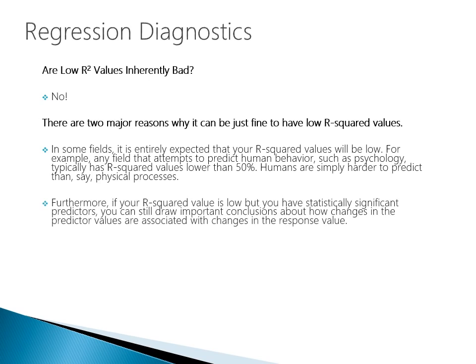Furthermore, if our R squared value is low, but we have statistically significant predictors, we can still draw important conclusions about how changes in the predictor values are associated with changes in the response value. And this is also important to understand because creating a model and just predicting the outcome is just one aspect of predictive analytics and data science in general. What the values of the covariates mean in business context is also very important, and we can derive value from those coefficients even though our R squared value is low.